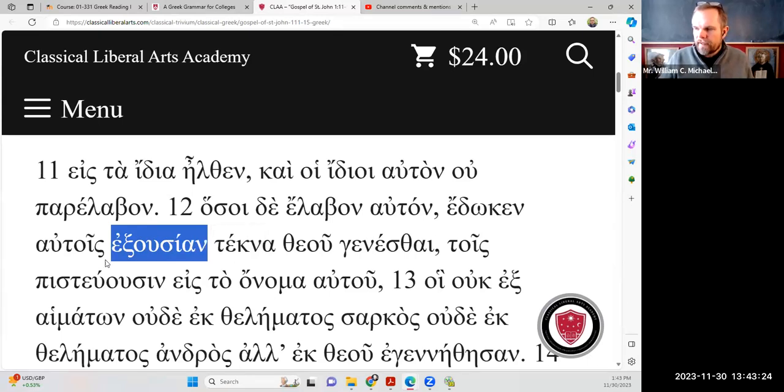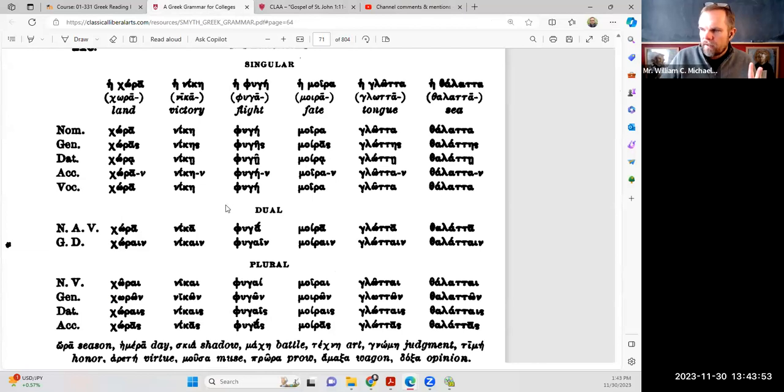This word right here is exousia. Okay, and we can see that it ends in a nu. So we can see exousian, exousian, right? This word right here. It means power. He gave to them exousian. So we have this first declension noun and it ends in nu. Keep that in mind. It's a first declension noun and it ends in nu.